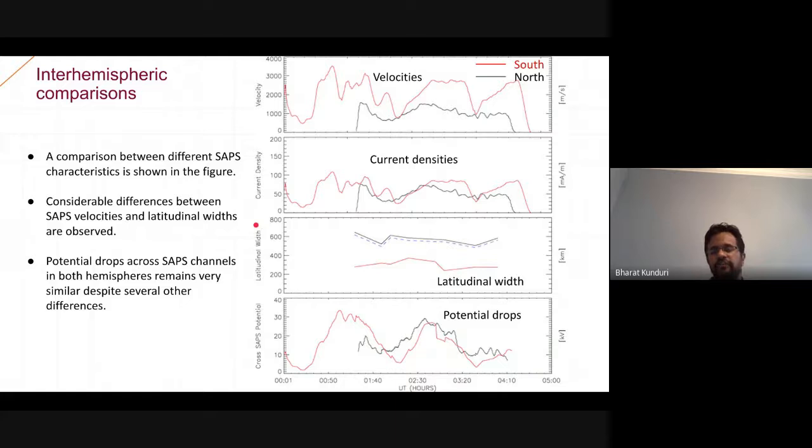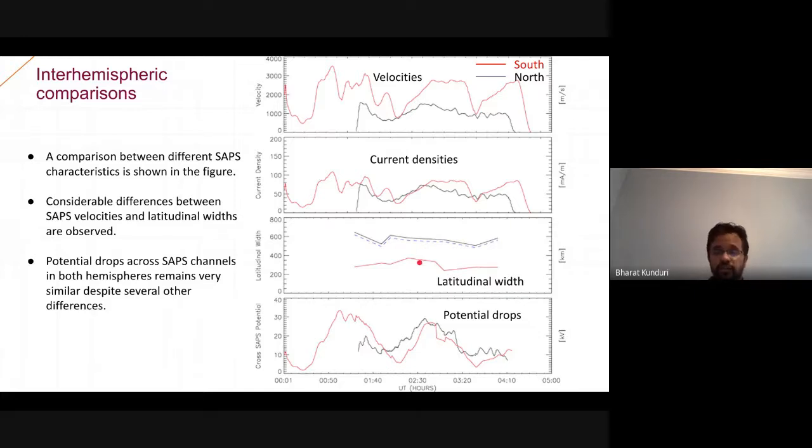So if we determine the velocities and compare all these parameters between the northern and the southern hemispheres, the red line here indicates velocities in the southern hemisphere, black indicates velocities in the northern hemisphere. Clearly, there's almost a 2x difference in the velocities. Velocities in the south are much stronger compared to what you see in the northern hemisphere. And on the contrary, a major difference is that the latitudinal widths of the SAPS flows are much wider in the northern hemisphere compared to what you see in the southern hemisphere.